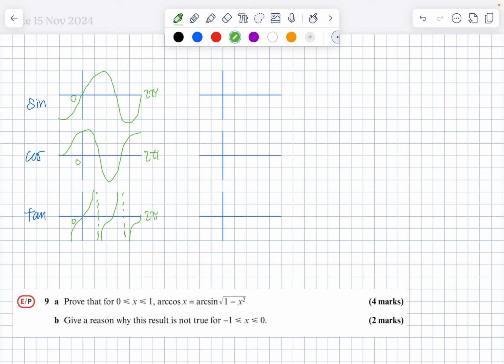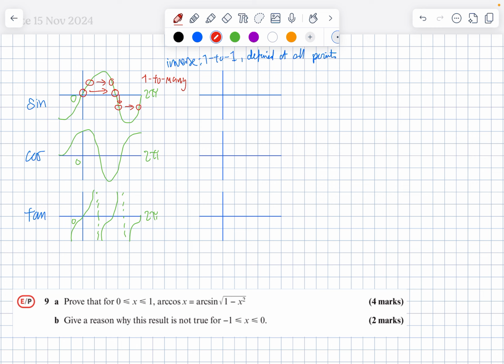Right, now, for a function to have an inverse, it must be 1 to 1 and be defined at all points. So let's have a look at our graphs. Sine, for example, I've got sine, the value 0 and 0, they're the same. Half and a half, they're the same. Minus a half and minus a half, they're the same.